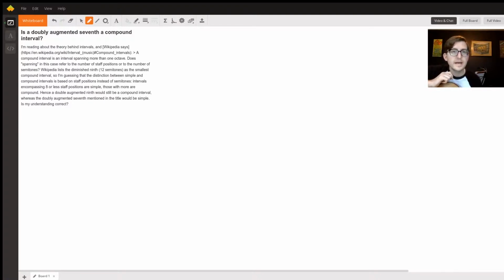And the person says that Wikipedia lists the diminished ninth as the smallest compound interval. And so it says, so I'm guessing that the distinction between simple and compound intervals is based on staff positions instead of semitones. Intervals encompassing 8 or less staff positions are simple. Those with more are compound. Yes, you're right. Your wording is a little bit different than the way I would word it, saying staff positions.